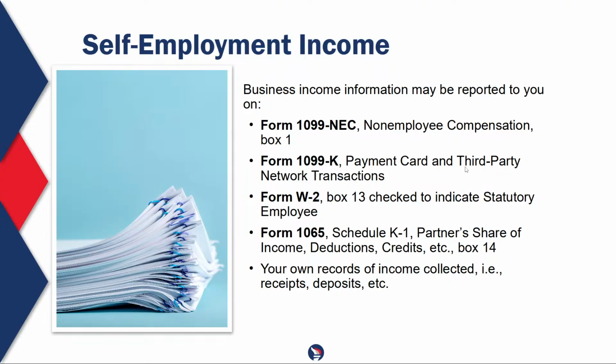1099-K, payment card and third-party network transactions. You might get this from PayPal. You might get this from Cash App. You might get this from Zillow. You might get this from Visa straight, depending on what agreements you have made. You might get it from a W-2 with Box 13 checked to indicate that you're a statutory employee. You might get it from a K-1 that was generated from a 1065, a partner's share of income.